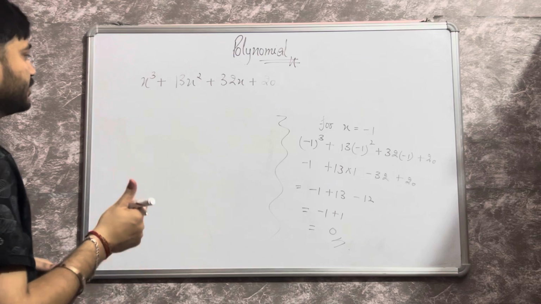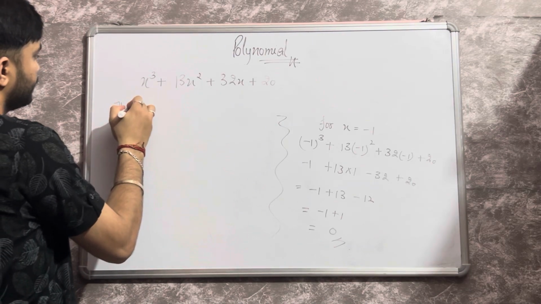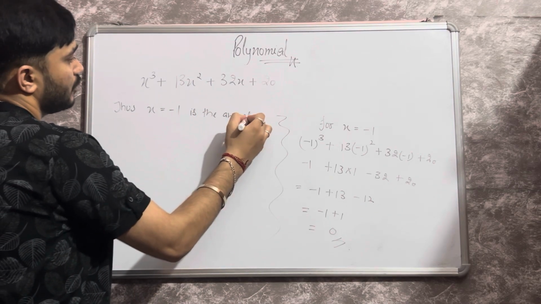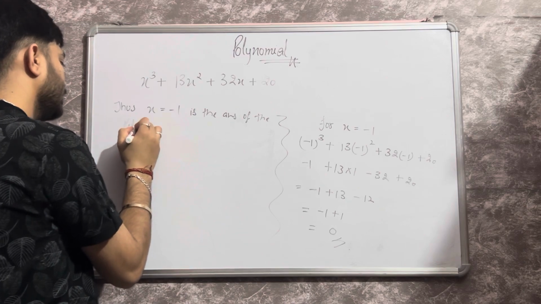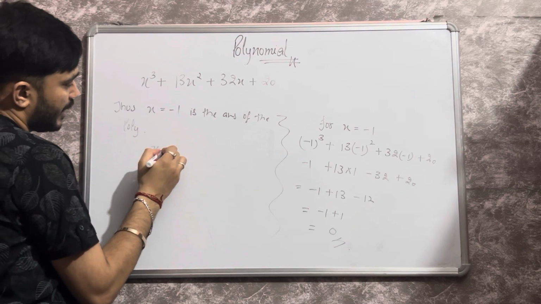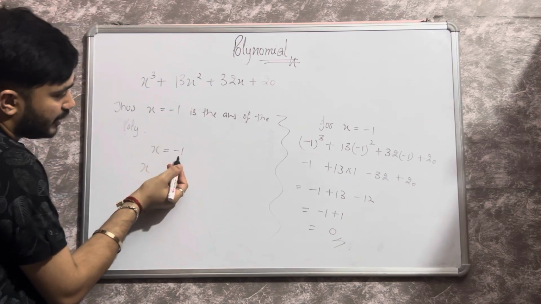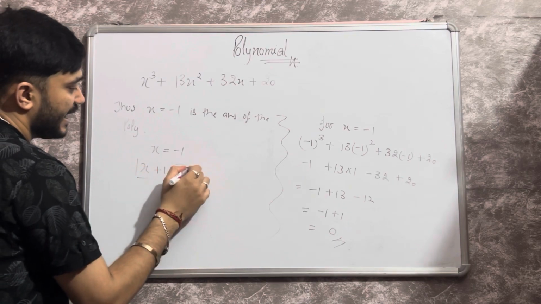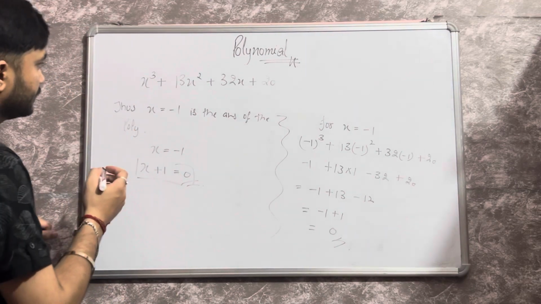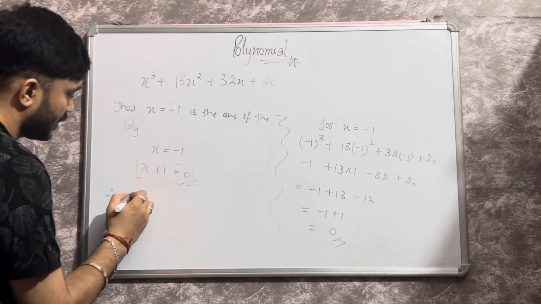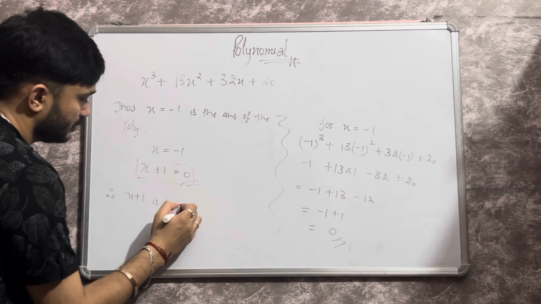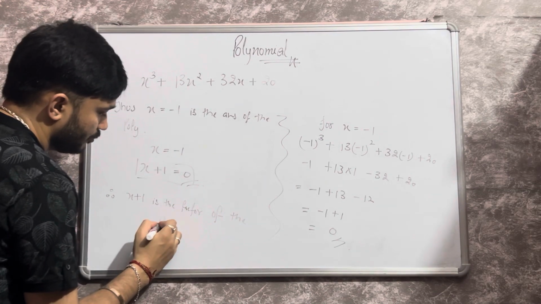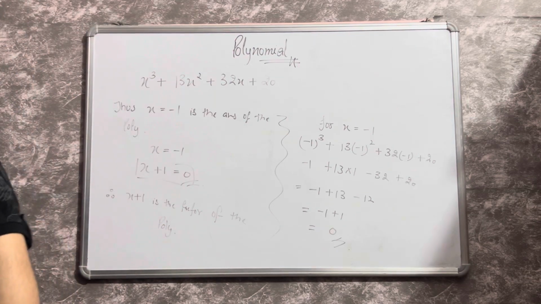So our next step is, thus x equal to minus 1 is a zero of the polynomial. It means x equal to minus 1, and after taking this minus 1 onto the left hand side, it will become plus 1. So x plus 1 is the factor of p of x. Therefore x plus 1 is the factor of the polynomial. Yes, it is true.